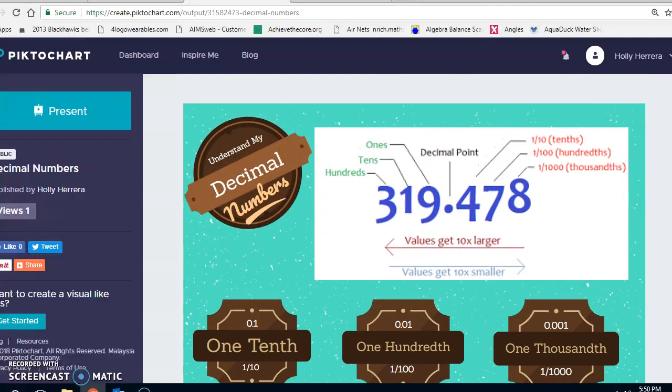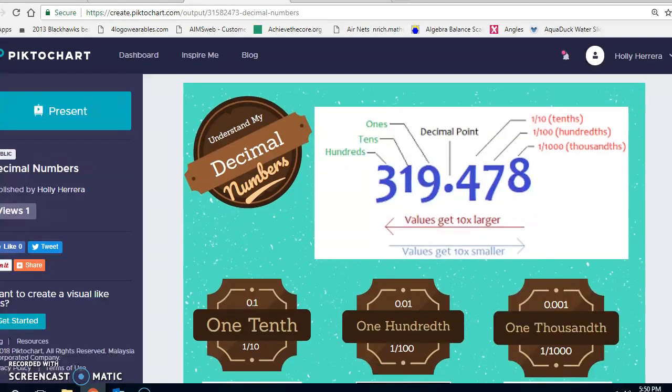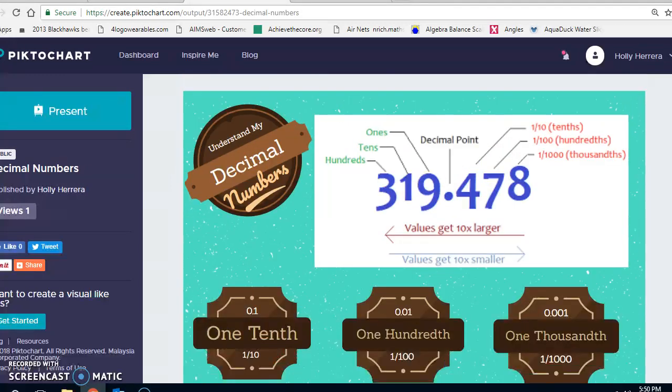So again, I would use this pictograph for students who just really haven't mastered the idea of decimal place value yet. And I would also use it before I teach comparing decimal numbers and as a reminder before I teach rounding those decimal numbers as well.